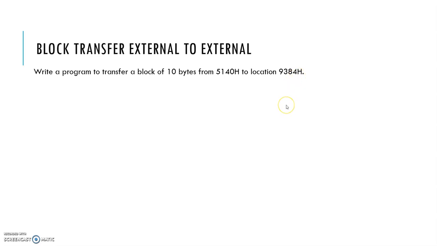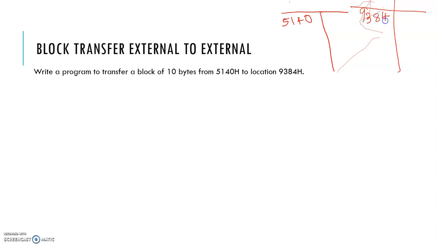So we need to transfer a block of data from the location 5140 hex to a different location, that is 9384. So we need to transfer 5140 to 9384, both in external RAM.